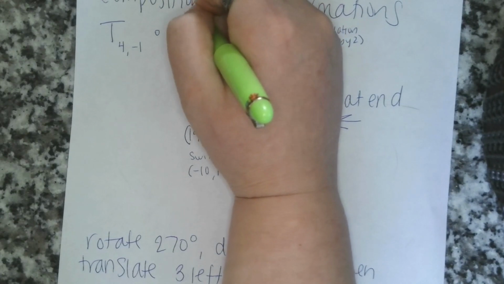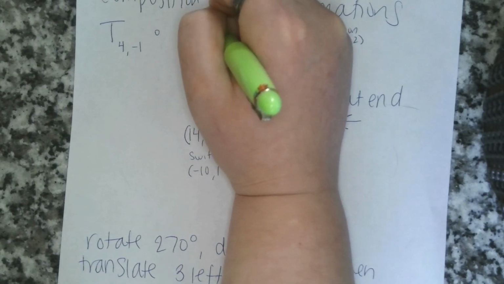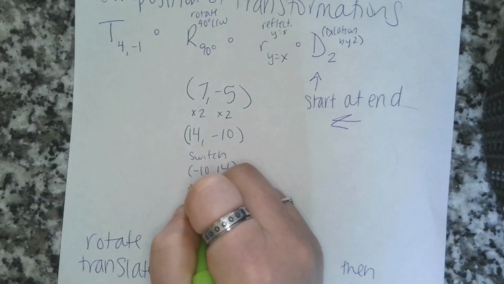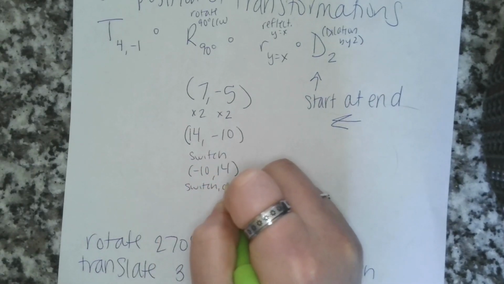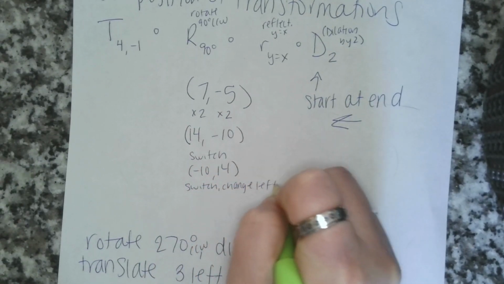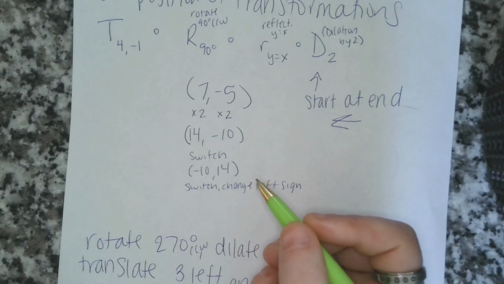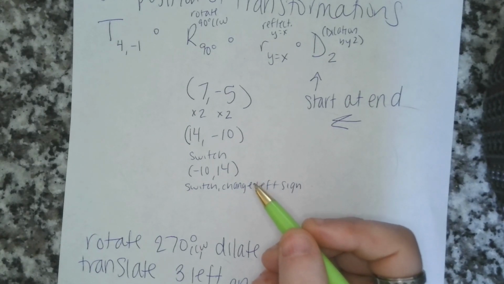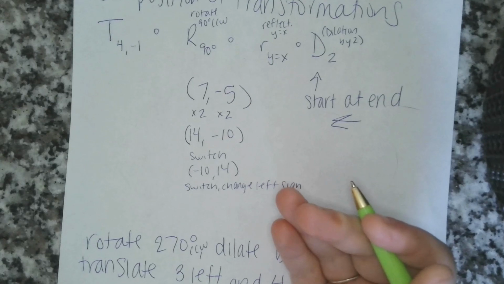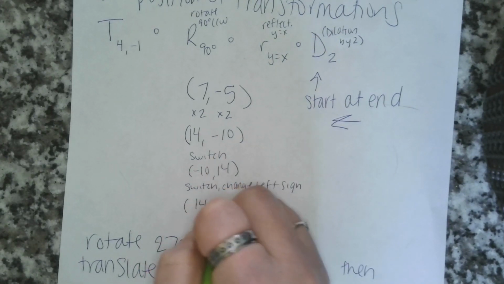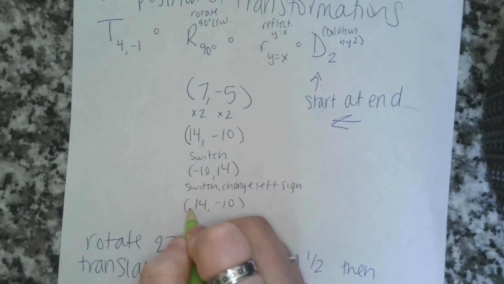Next is 90 degrees, so this is rotate 90 degrees counterclockwise. We always assume it's counterclockwise if it doesn't tell us. So we'd switch and change the left sign. And if it's helpful I can put a kind of summary on Canvas of all the rules so that you don't have to remember and go back and look at each one. But I'll put a summary up there. So here we'd switch and change the left sign. So this 14 is now going to be negative.